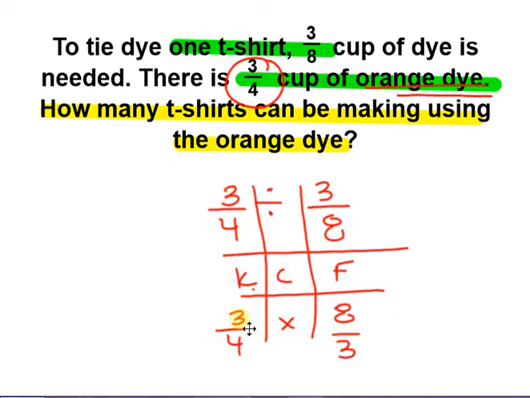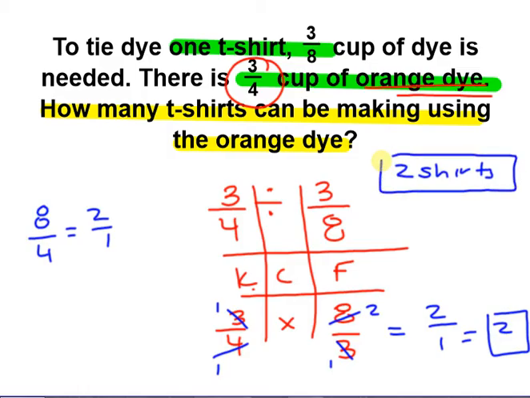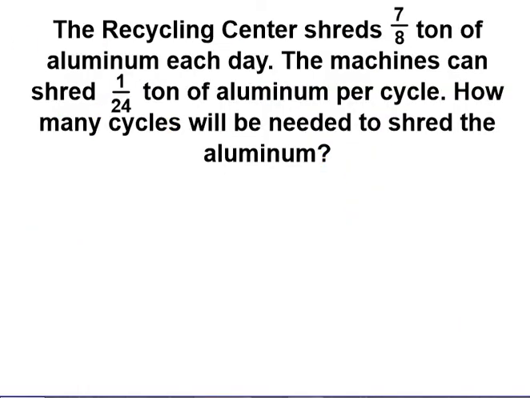I'm going to go ahead and cross cancel. I see these 3's here can completely go away to 1's. And I see this 8 over 4 here, because the 8 is on top and 4 is on the bottom, and that would turn into 2 over 1. So that would be a 2 and that would be a 1. Which means 1 times 2 is 2, 1 times 1 is 1, which is simply 2. So how many shirts can I make? I can make 2 shirts. That's my answer.